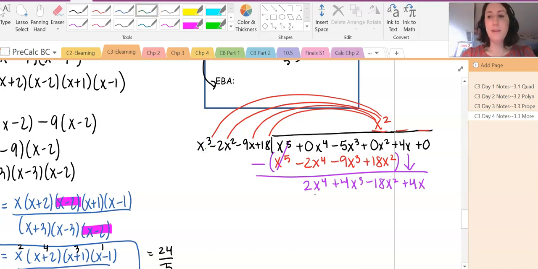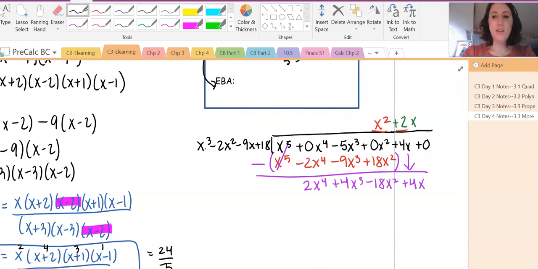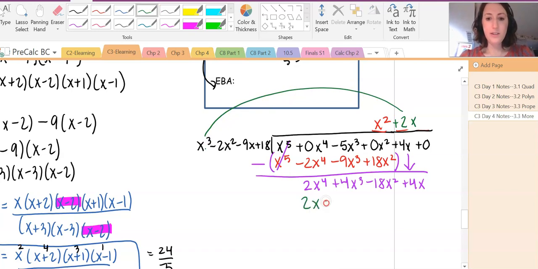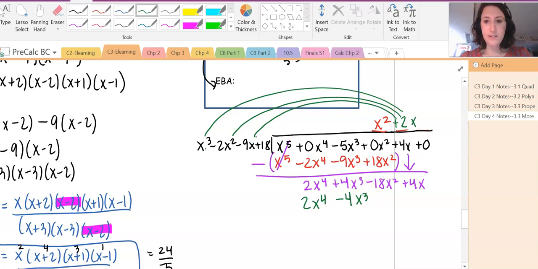Okay, now we try it again. X cubed times something is 2x to the 4th. That's 2x. And now we multiply again. 2x times x cubed, 2x to the 4th. 2x times -2x squared, -4x cubed, 2x times -9x, -18x squared, 2x times 18, 36x, and subtract.